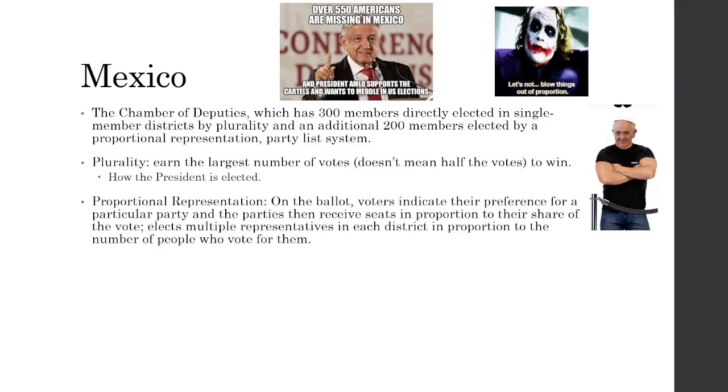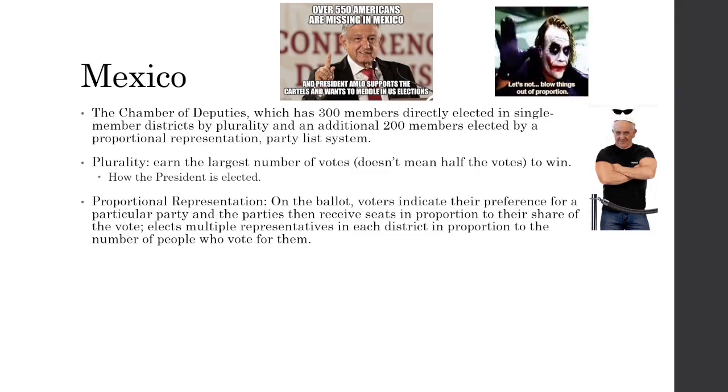And proportional representation on the ballots is where voters indicate their preference for a particular party, and the parties then receive seats in proportion to their share of the vote. So they don't have to win the majority. They will win seats just in proportion to the vote. So if 67% of the voters indicate a preference for the PRI party, then they'll win 67% of the seats in proportion to the votes cast upon them. And this elects multiple representatives in each district in proportion to the number of people who vote for them. And it brings in a more diverse array of political parties into the system.